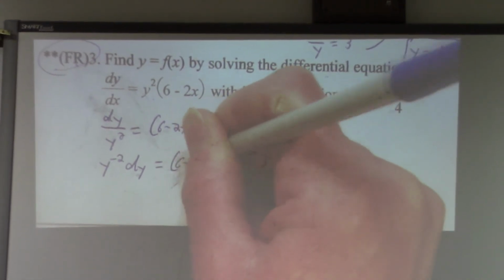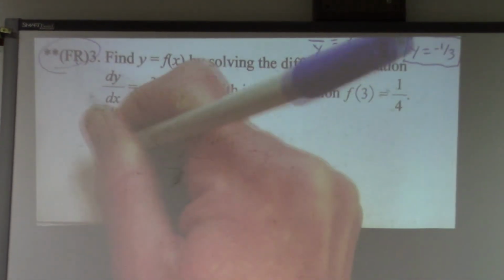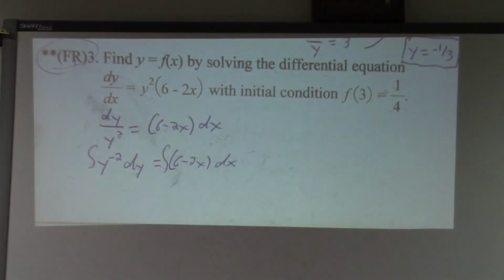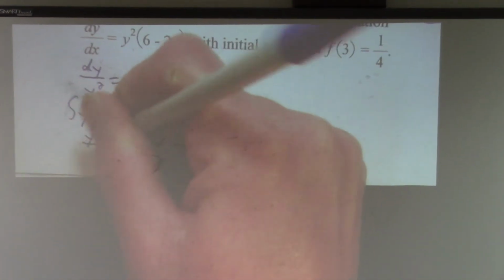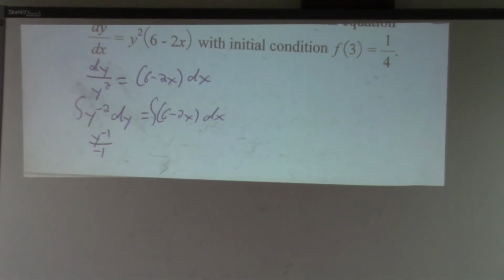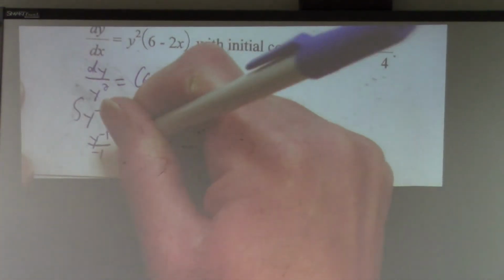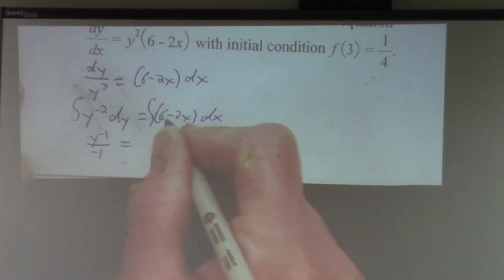And now we are ready for our power rule for integration, which is commonly referred to as bump up and divide. So y to the negative first over negative 1, which we've seen before, equals, now I have 2 terms here, so one at a time.